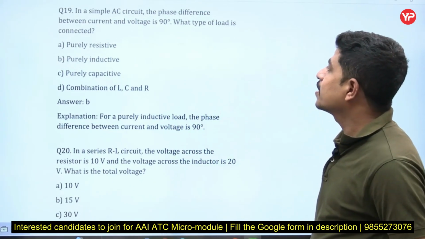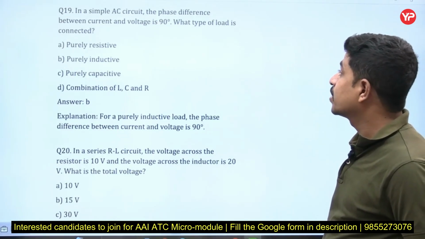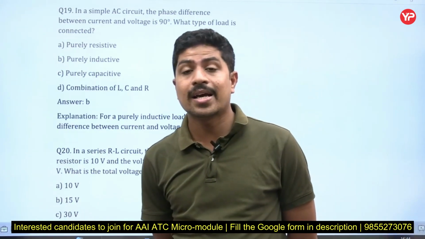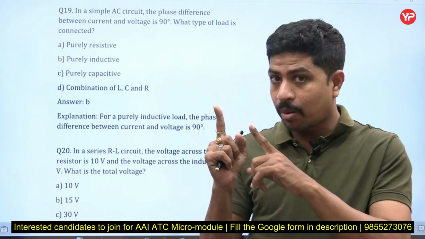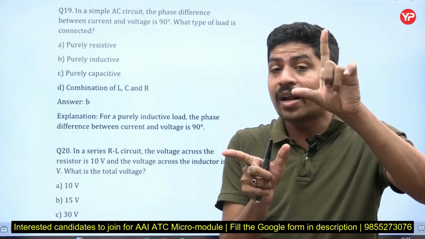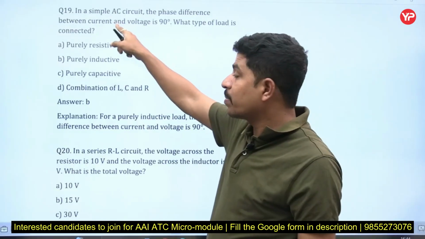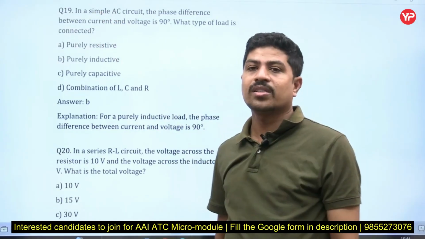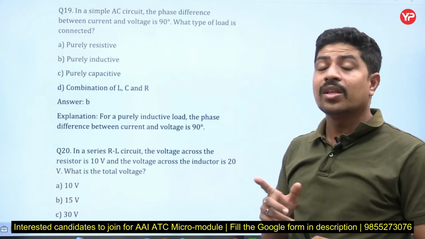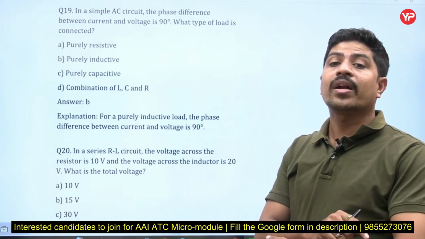Yeah. In a simple AC circuit, the phase difference between current and voltage is 90 degrees. What type of load is connected? Yes, as we discussed in the previous problems, for an ideal capacitor, current leads the voltage by 90. For an ideal inductor, current lags the voltage by 90. Yeah, this question is from the previous problems' concept. Very first, I think in the second or third problem, I don't remember, he was asking about power factor.